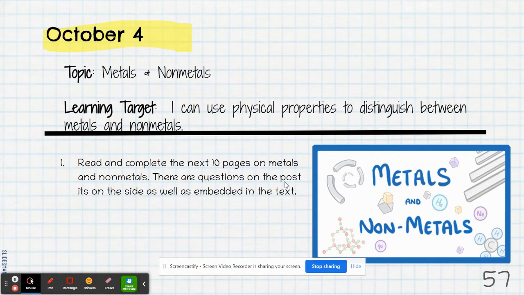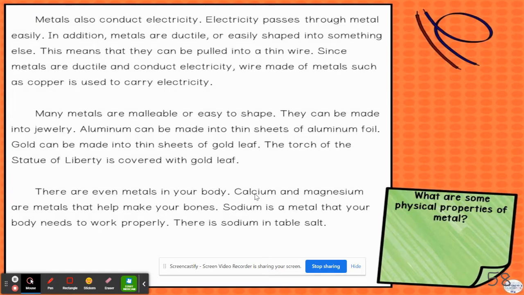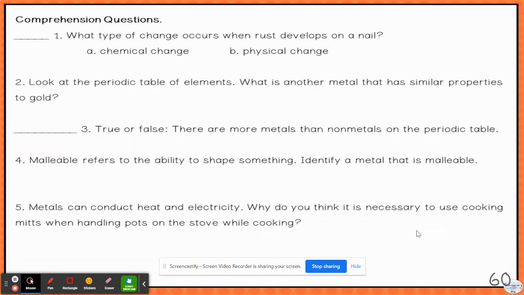Today looks very similar to when we introduced the periodic table. There are some pages to read through the information, and then answer the questions on the Post-its. It's 10 pages, I believe, here. Again, looking at those questions on the Post-its, here are some comprehension questions based on what you read.